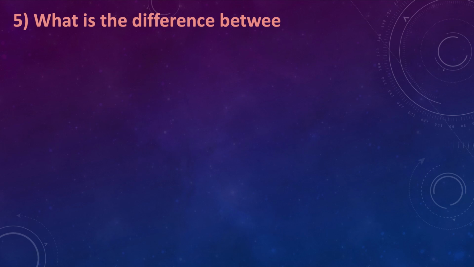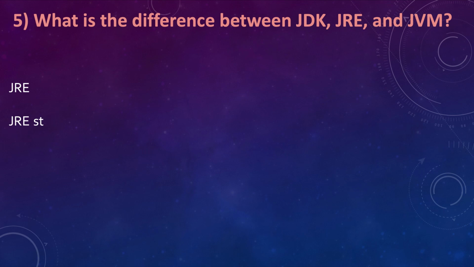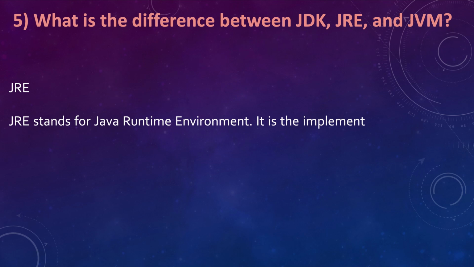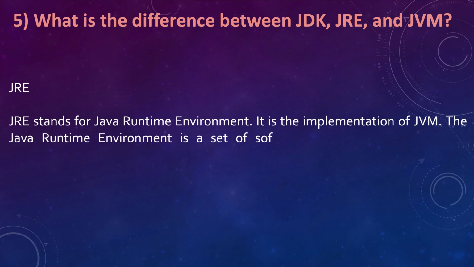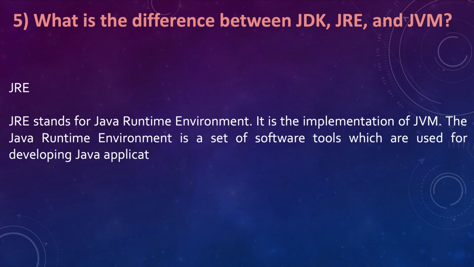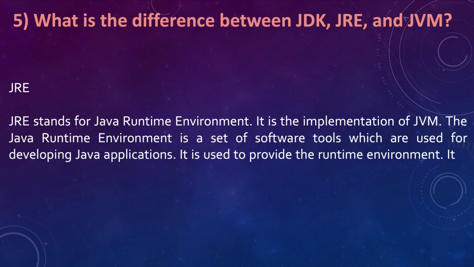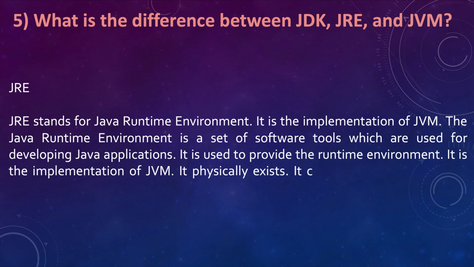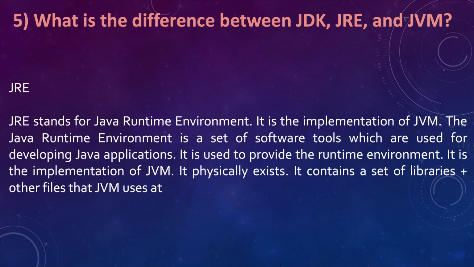What is the difference between JDK, JRE and JVM? JRE stands for Java Runtime Environment. It is the implementation of JVM. The Java Runtime Environment is a set of software tools which are used for developing Java applications. It is used to provide the runtime environment. It physically exists. It contains a set of libraries plus other files that JVM uses at runtime.